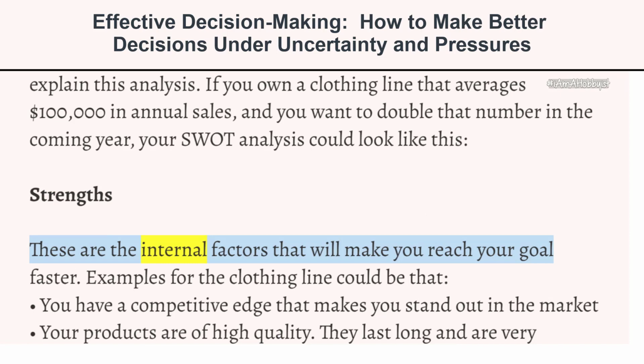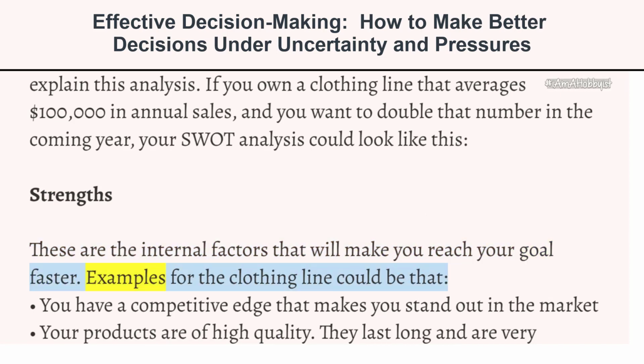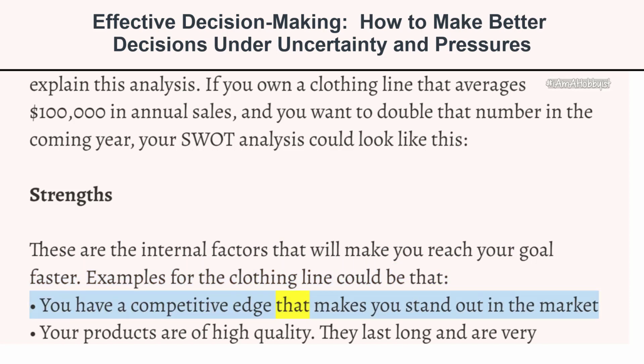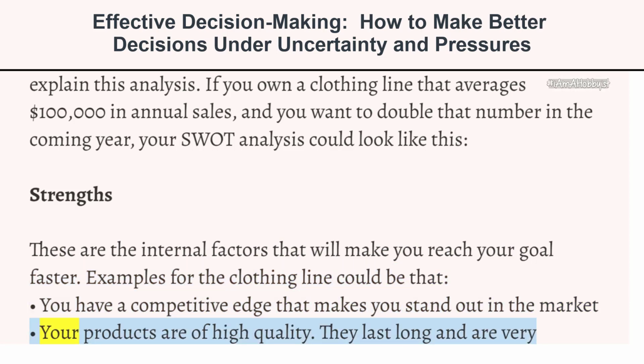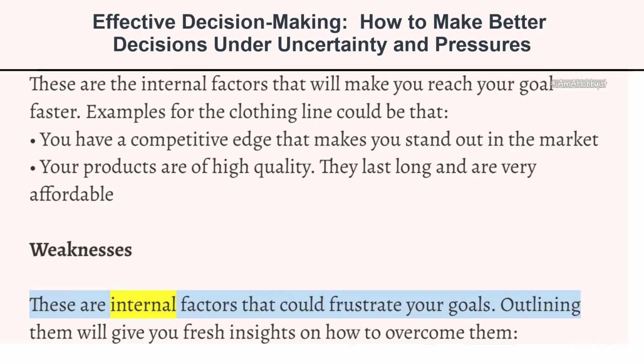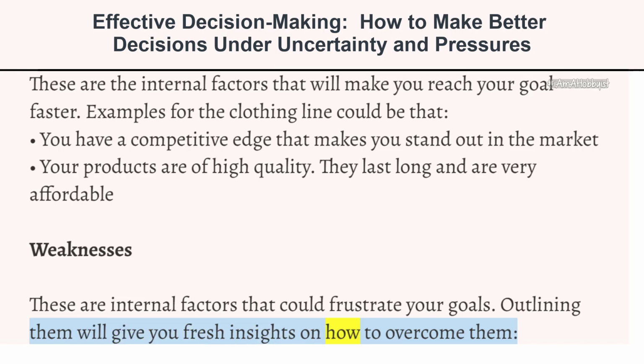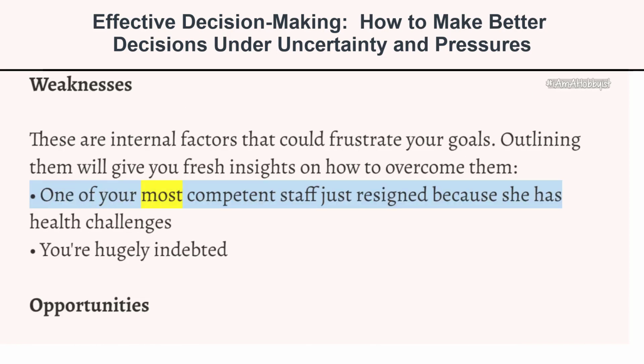Strengths. These are the internal factors that will make you reach your goal faster. Examples for the clothing line could be that you have a competitive edge that makes you stand out in the market. Your products are of high quality. They last long and are very affordable. Weaknesses. These are internal factors that could frustrate your goals. Outlining them will give you fresh insights on how to overcome them. One of your most competent staff just resigned because she has health challenges. You're hugely indebted.